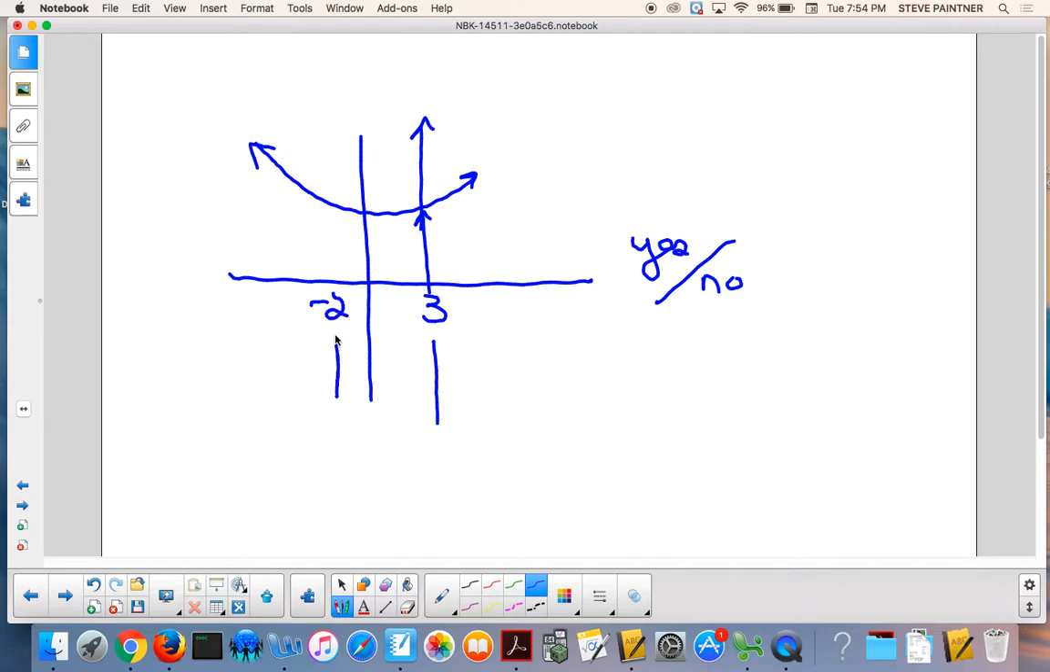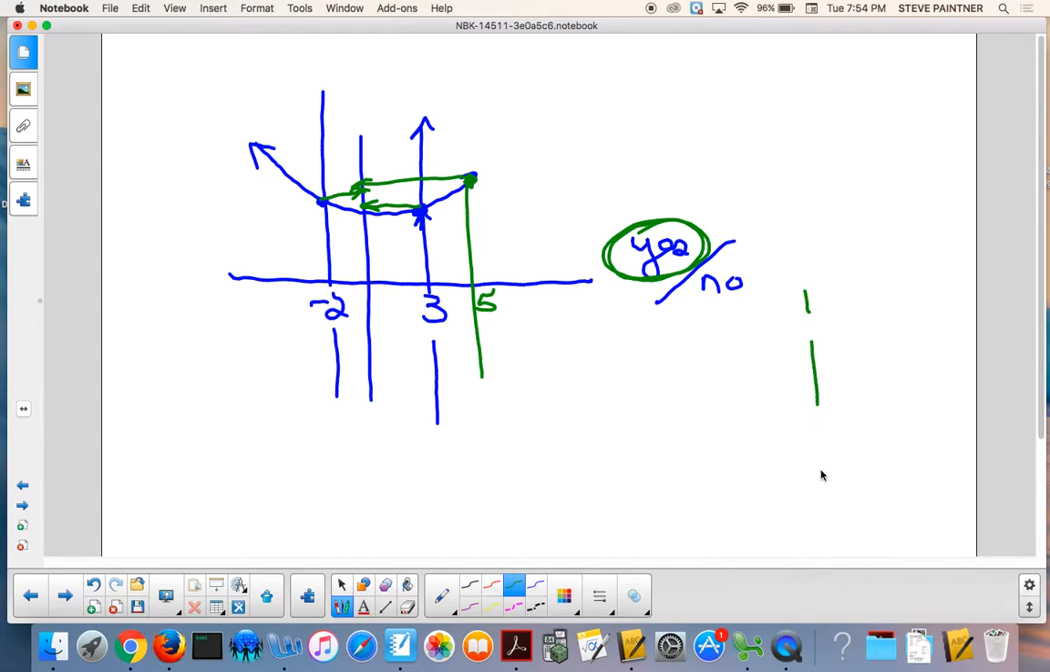-2, draw a vertical line, hits the graph once. Every time you hit it once, there's one answer. It's right there, or it's right here. So if you hit the graph here, this x value 5 got one answer. So vertical line test says if you hit your graph once, yes, it's a function. Now if you hit your graph twice, it's not a function.